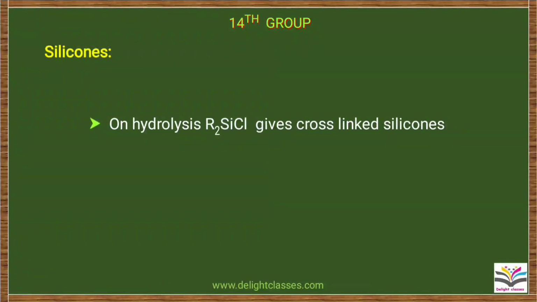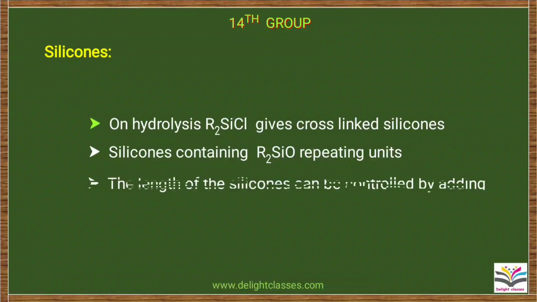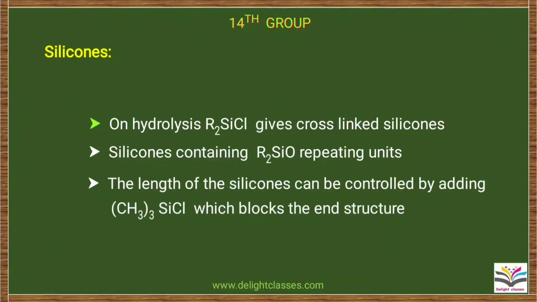Silicones. On hydrolysis, silanes give cross-linked silicones. Silicones contain R2SiO repeating units. The length of the silicones can be controlled by adding trimethyl silanes, which block the end of the structure.